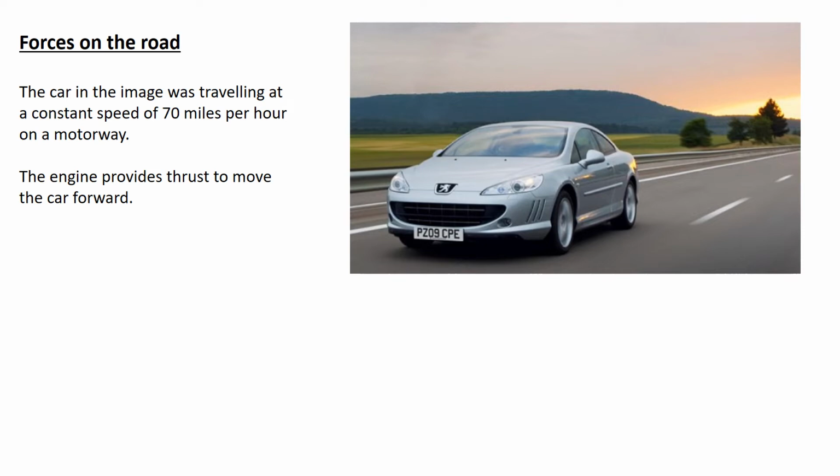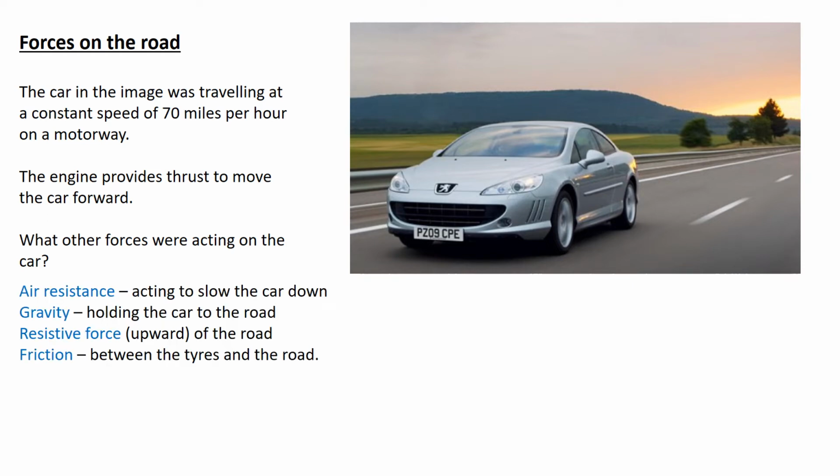So the car image is travelling at a constant speed of 70 miles per hour on a motorway, and the engine provides the thrust to move the car forward. What other forces are acting on my car? Let me think. What have we got? You could draw a little picture of a car and label it if you're feeling so inclined.